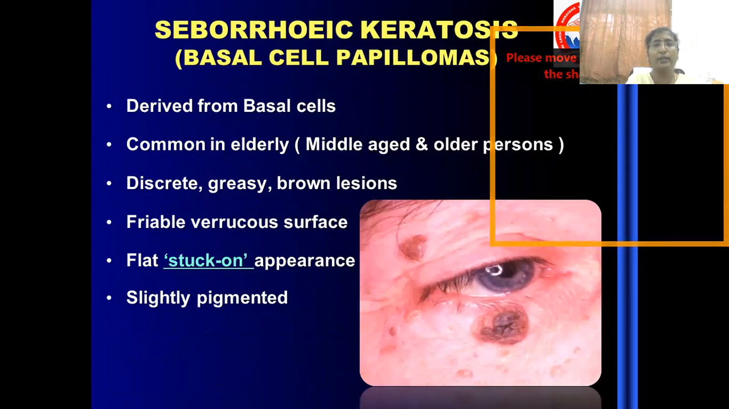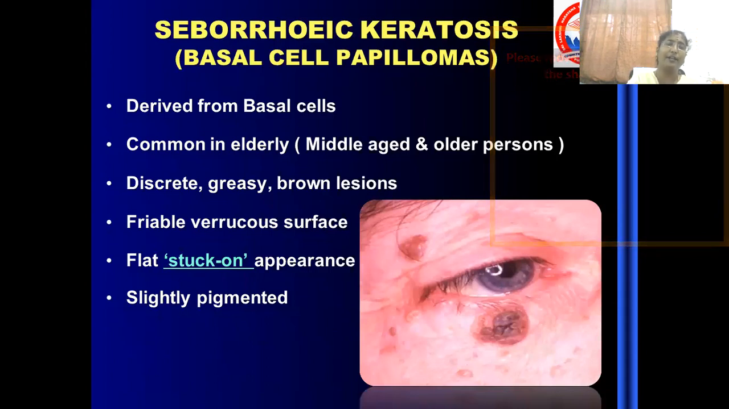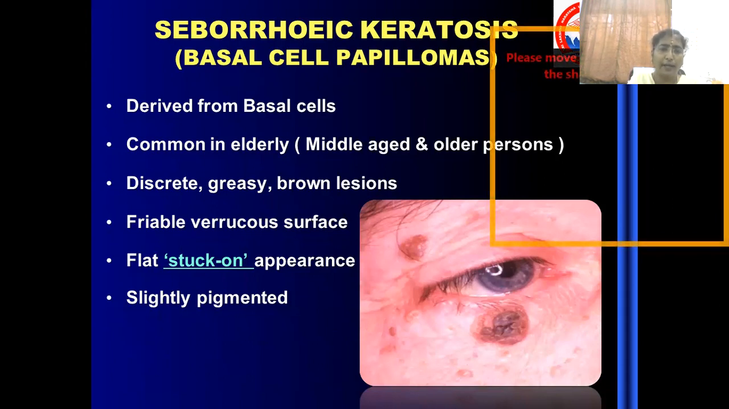Next is seborrheic keratosis or basal cell papilloma. These are derived from the basal cells, whereas the squamous papillomas are derived from the squamous cells. It is usually common in the elderly, middle-aged or older persons. Usually they are discrete, greasy, brown lesions, with a friable and verrucous surface, a flat stuck-on appearance, and slightly pigmented.